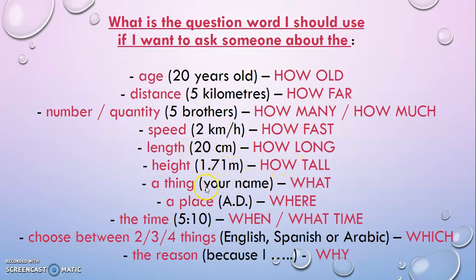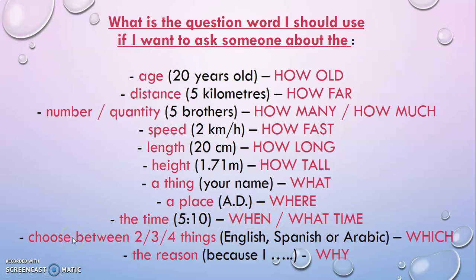When you want to ask about a thing, you tend to use the question word what. For example, if you want to ask someone about his name or her name, you say, what is your name? If you want to ask about a place, for example, Abu Dhabi or the cinema or anything related to a place, you would use the question word where. When you want to ask about the time, you would use the question word when or what time. But most of the time we use when.